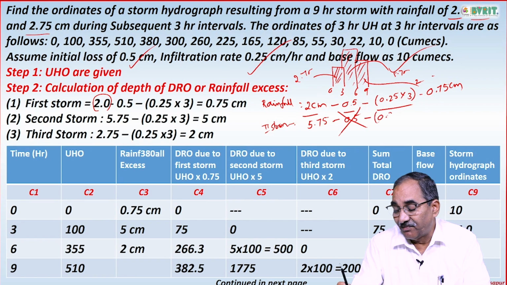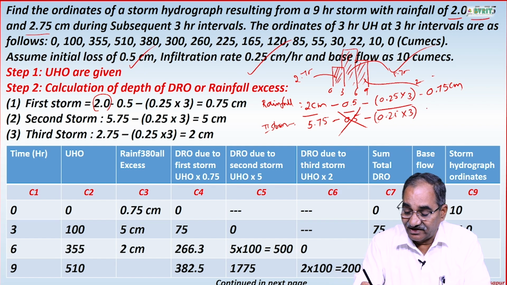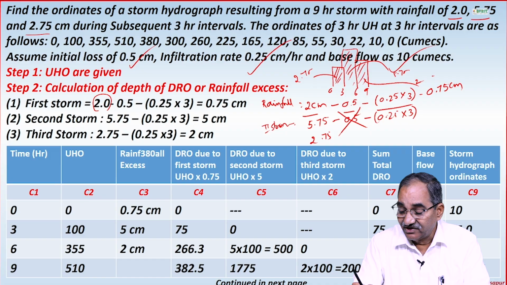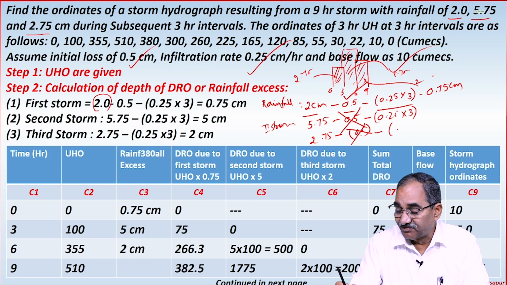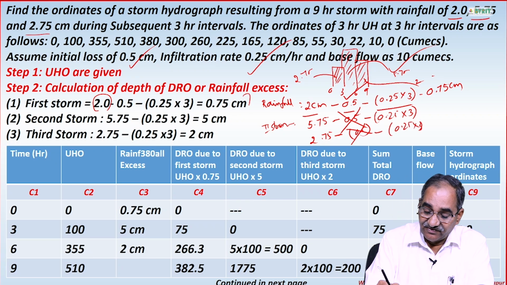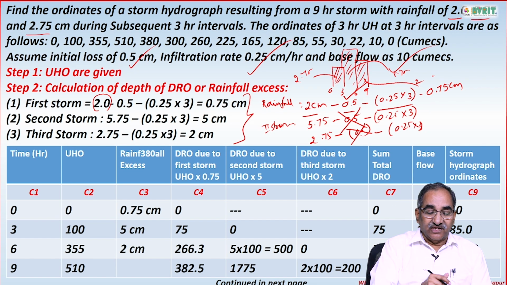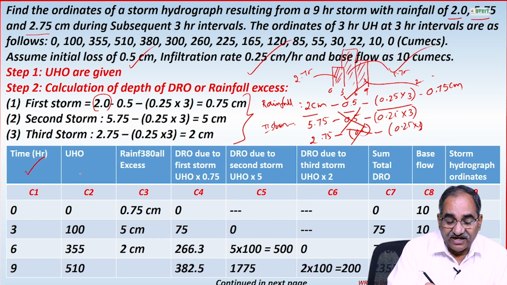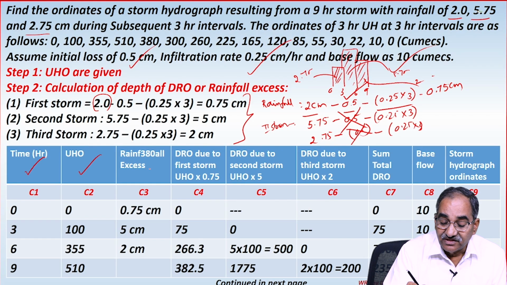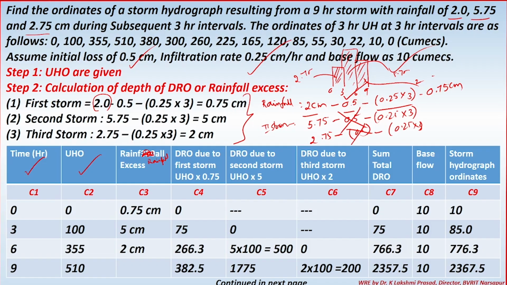So rest is same. My 0.25 into 3. So calculate. Third storm is 2.75 minus this 0.5 is not there at all. 0.5 is only for the first storm. Minus 0.25 into 3. So if I do it the same, I found 0.75 centimeters, 5 centimeters and 2 centimeters. That's what. Now I have made it time, first column. Second column is UH ordinate. Third column is rainfall excess. This is first storm, this is second storm, this is third storm. So this is the first thing you need to complete. Then next table is there in the next page, don't worry.